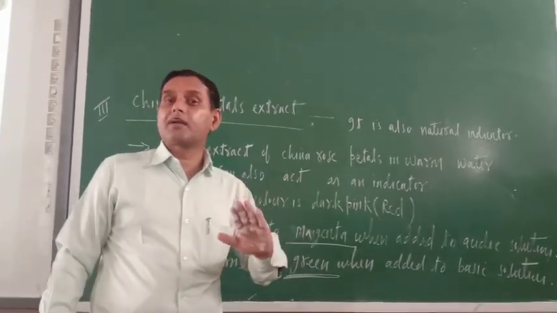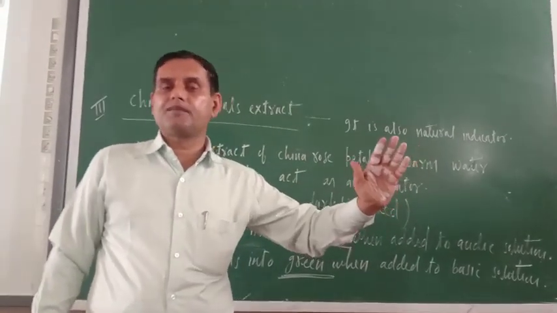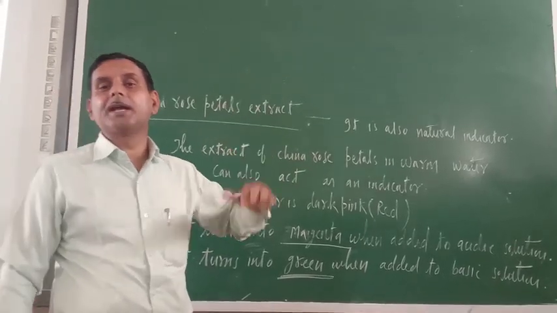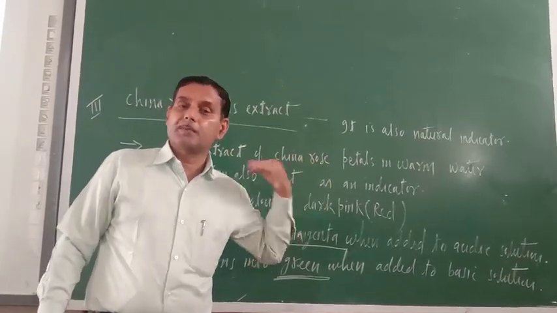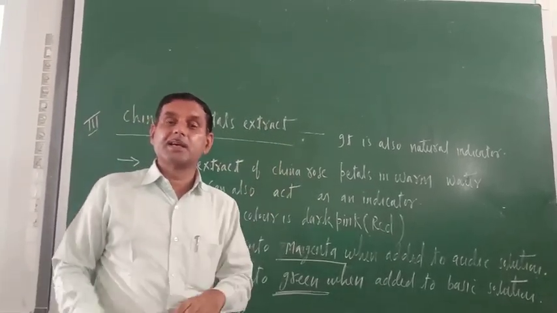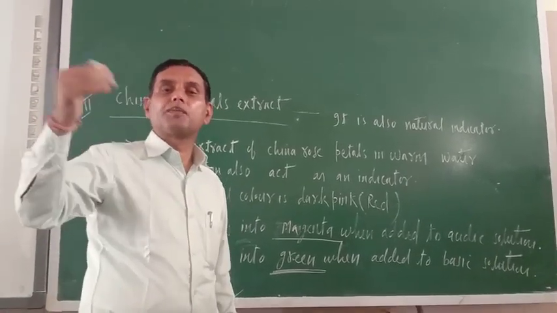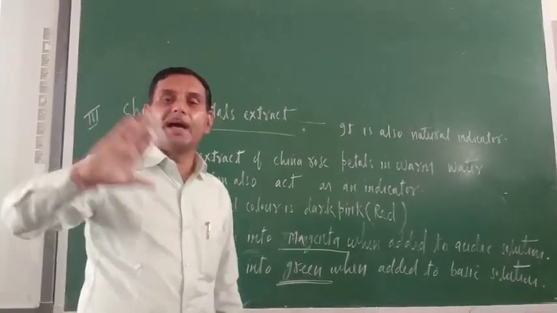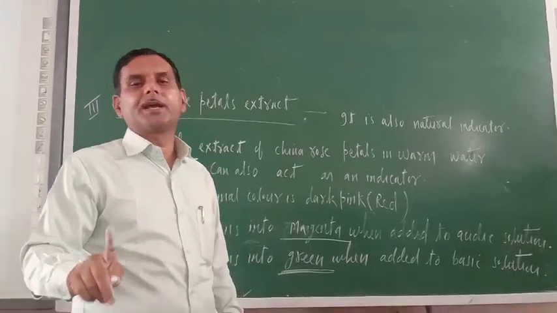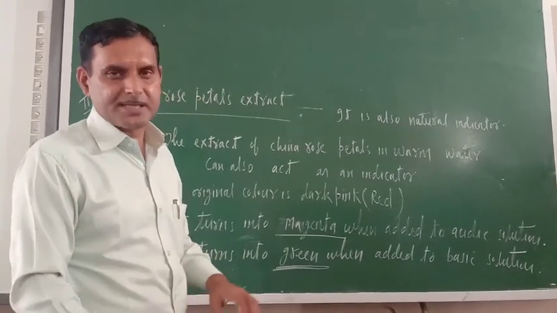While in the case of turmeric, what was there? It remains yellow only in acidic medium. So here the China rose indicator is superior to turmeric, because it produces different colors in acidic and basic substances. Same is the case with litmus. Litmus was also producing different colors with acidic and basic substances. So we want such kind of indicator which produces different colors in acidic and basic substances.